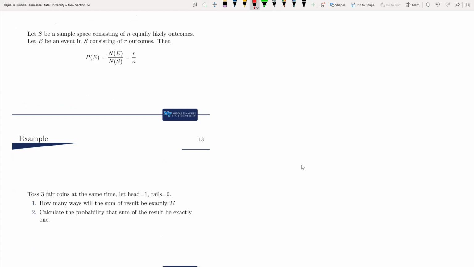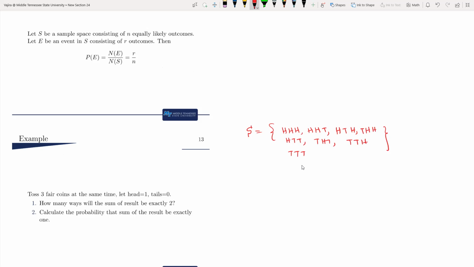So we can write the sample space, all possible outcomes. The first one is head, head, head. Then head, head, tail. Head, tail, head. Tail, head, head. Then you can have 2 tails: head, tail, tail. Tail, head, tail. Tail, tail, head. Then the last one, you can have all 3 be tail. So this is our sample space.